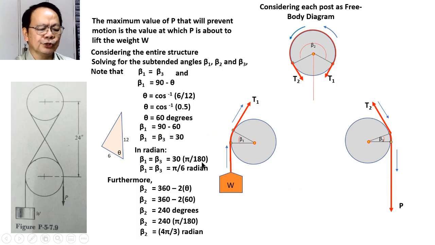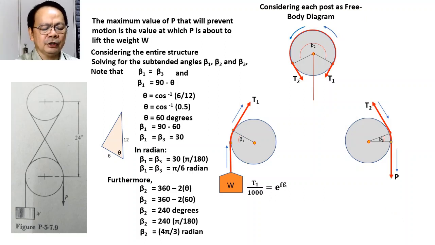Now, if we're going to consider this part of the free body diagram, and then we apply the formula for the relation between the tension on the tight side to the tension on the slack side, which is W, and W is equal to 1000, shall be equal to e raised to f times beta. Na kung saan yung f is the coefficient of friction given to be equal to 1 over pi. Whereas this beta is equal to the angle subtended, which is equal to pi over 6.